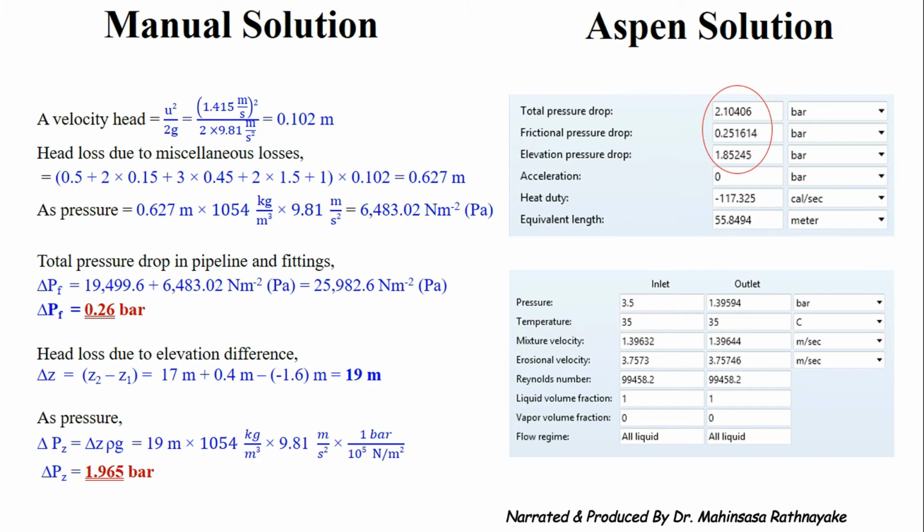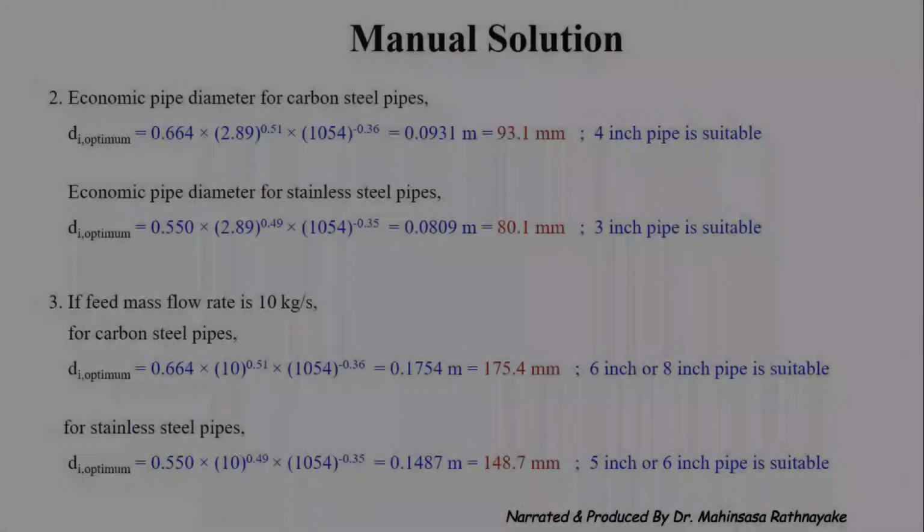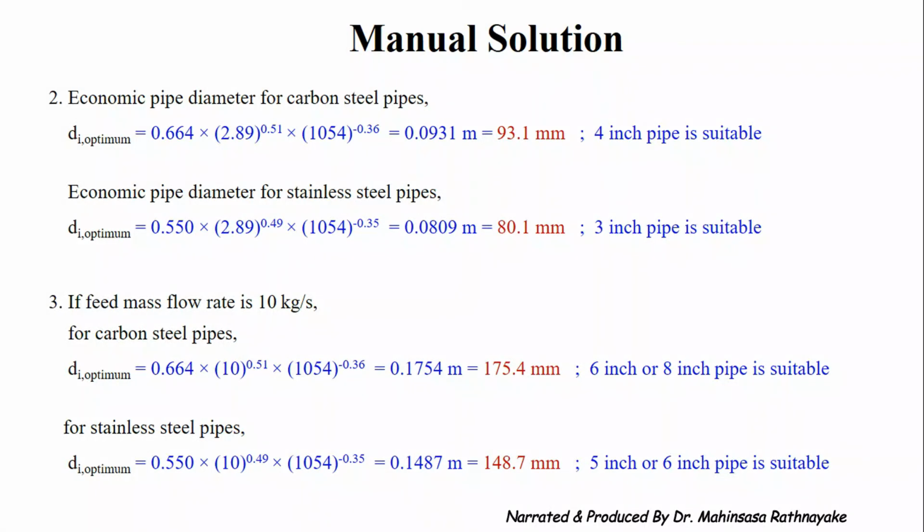Next is the solution for the second question. We can calculate the economic pipe diameter for carbon steel pipes using the economic pipe diameter formula. For carbon steel, the answer is 93.1 millimeters, so that we can suggest that 4-inch pipe is suitable. The economic pipe diameter for stainless steel pipes is 80.1 millimeters, so that we can suggest 3-inch pipe is suitable.